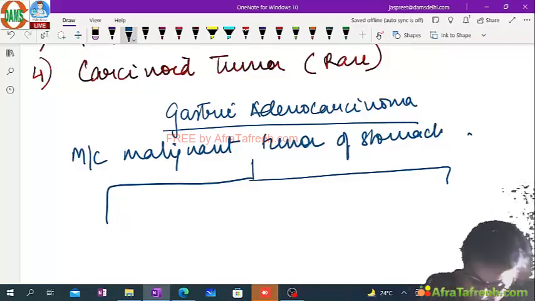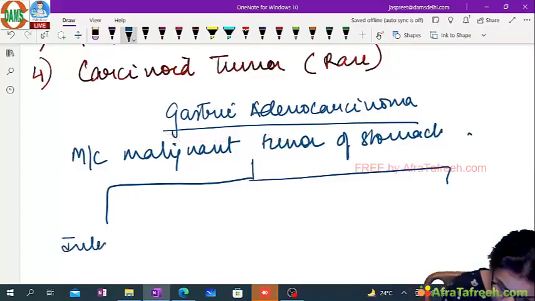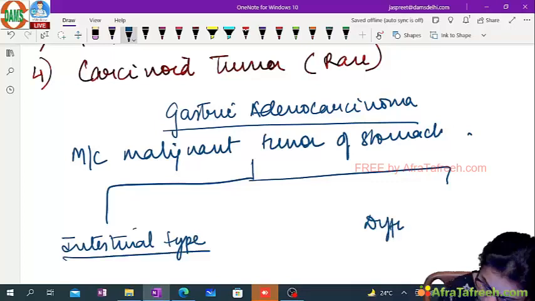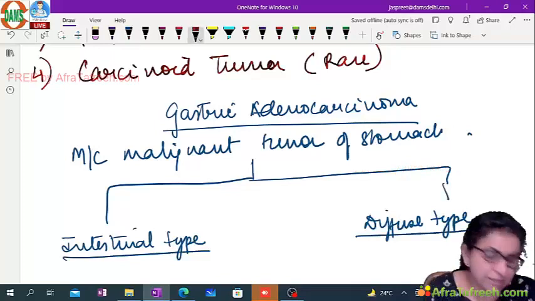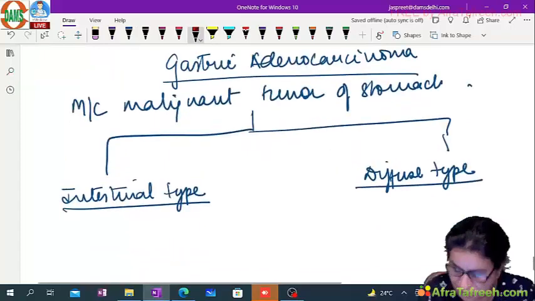Gastric adenocarcinomas are of two types, intestinal type and diffuse type. Okay, we'll see what they mean.